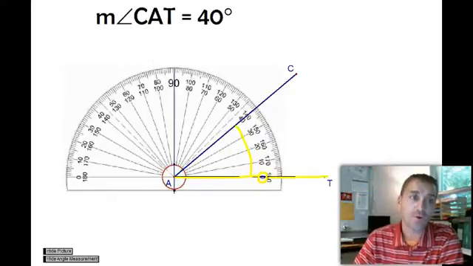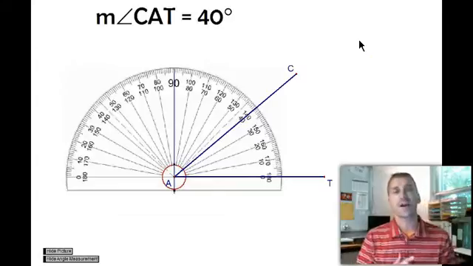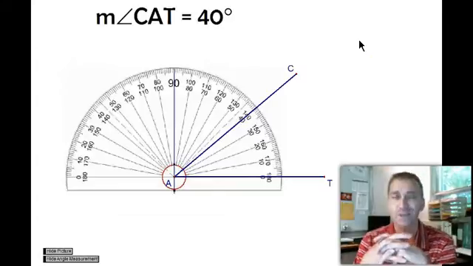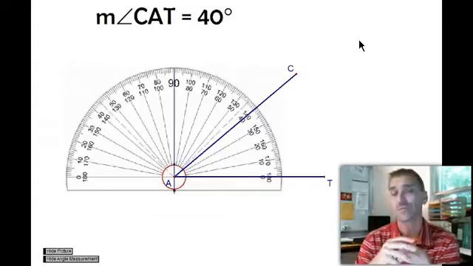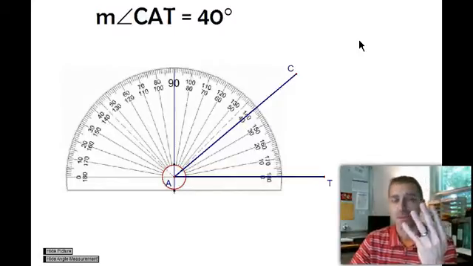Now, I'm showing you all this because of a very quick little recap. When you classify angles in terms of their degrees, their measure, their size, there's really only 4 categories. And here's how they work.